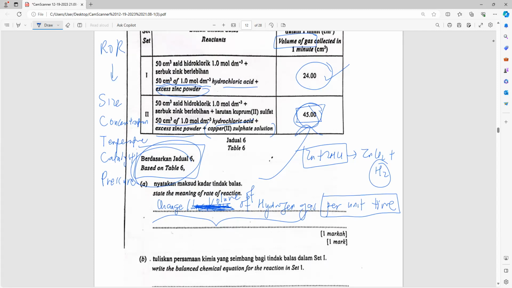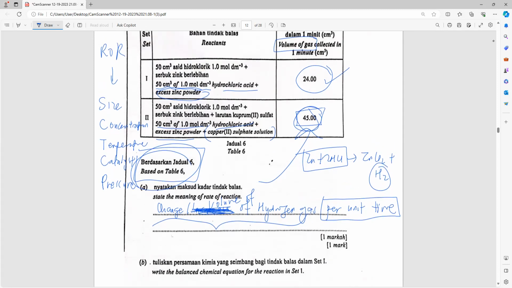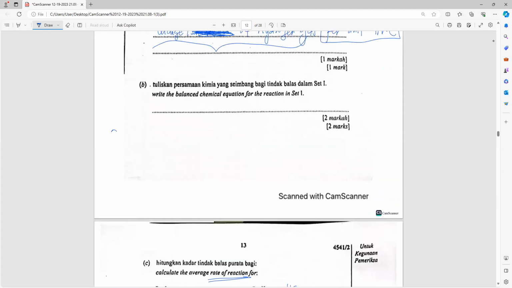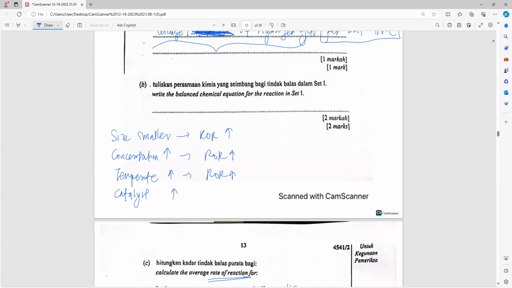Okay, let's go through all the four reasoning together. When my size is smaller, my rate of reaction is higher. When my concentration is higher, my rate of reaction is higher. When my temperature is higher, my rate of reaction is higher. And the last one, when I have a catalyst present, then my rate of reaction is also higher.